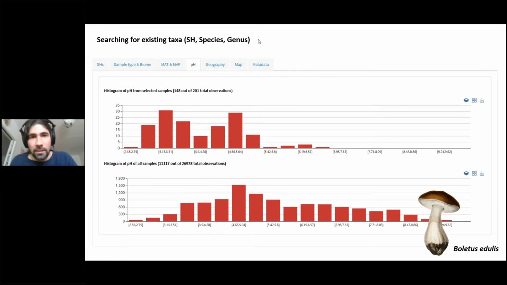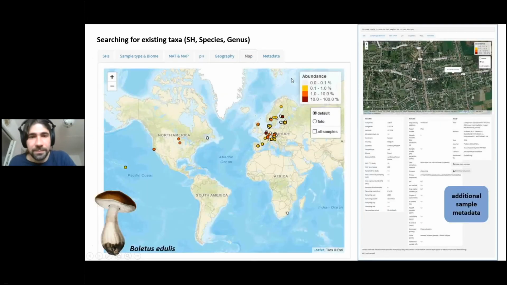Yes, and here is the same graph with the pH values, which are also from all the collected samples, and on the bottom part is again the information from the whole database, from all the samples. So you can see where it is shifted, for example, in that case.